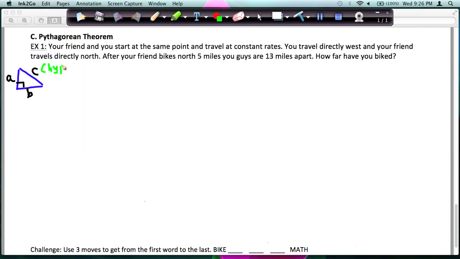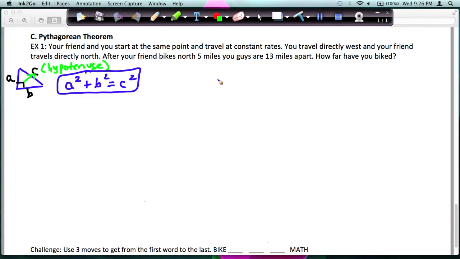Your hypotenuse is the side opposite the right angle, right? So here's our right angle, C is the side opposite of that. And the Pythagorean theorem says that a squared plus b squared equals c squared. So this is our formula that we're going to need to use in a little bit.